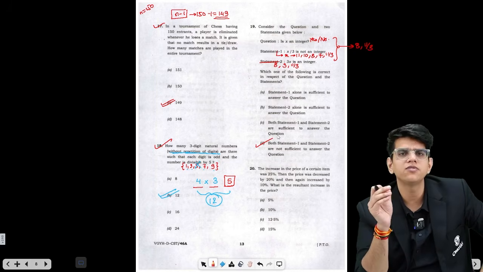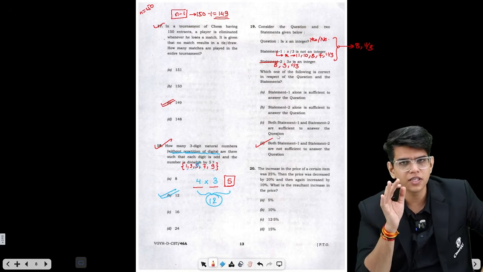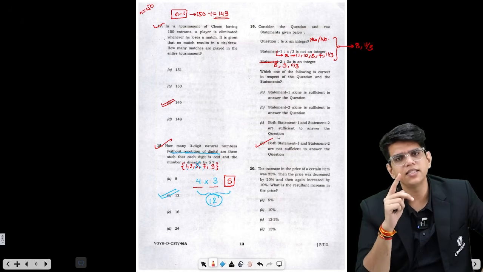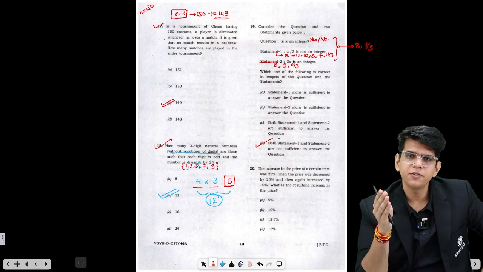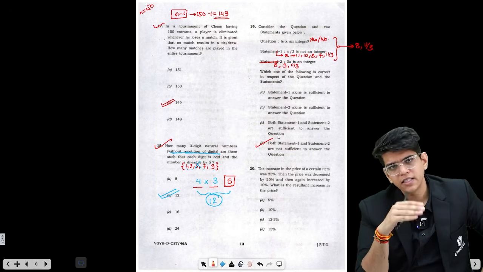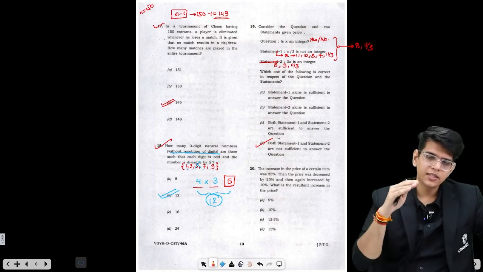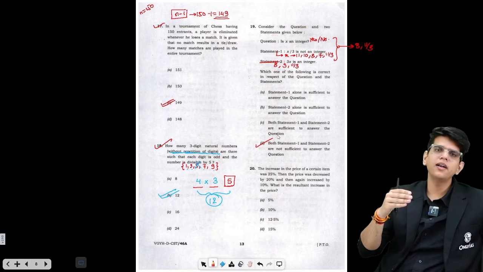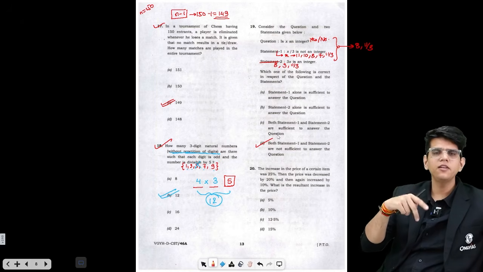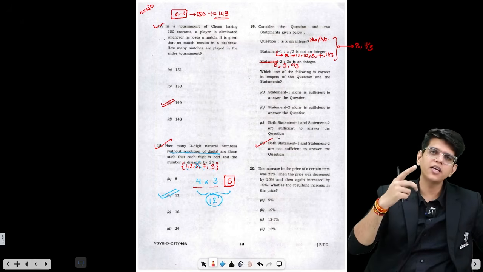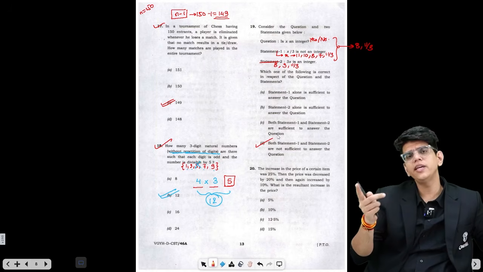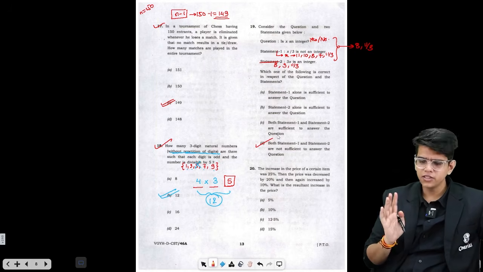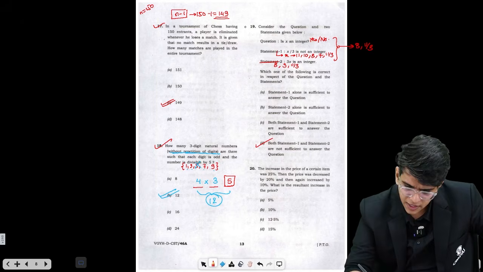This was one of the easiest data sufficiency questions. The order you need to follow is, first you check statement 1. If it is sufficient, done. Check statement 2 alone. Then, after checking both statements alone, if none of them answers your question, you combine the information in both the statements and check if you can answer the question uniquely. So this is the order in which you solve data sufficiency questions. Question number 19, done.